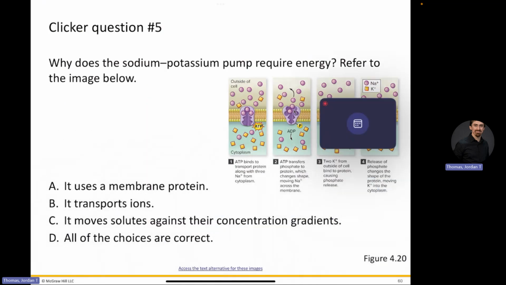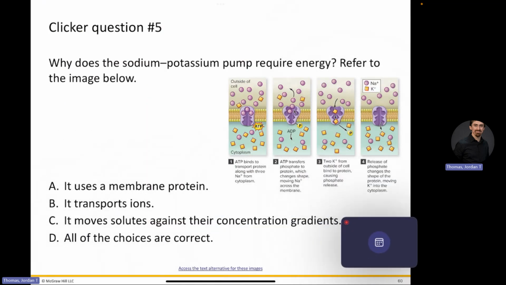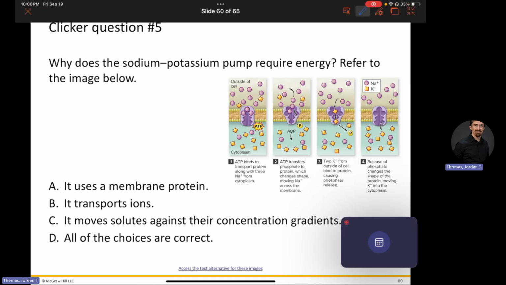So let me move this up down here for now. Why does a sodium potassium pump require energy? Refer to the image. Again, like always, take a minute, pause, answer this question, and we'll come back. Okay, let's continue. So with this example, for A, they use the membrane protein.